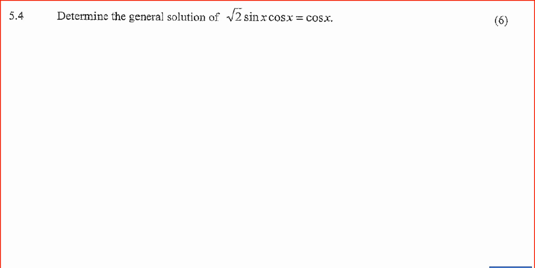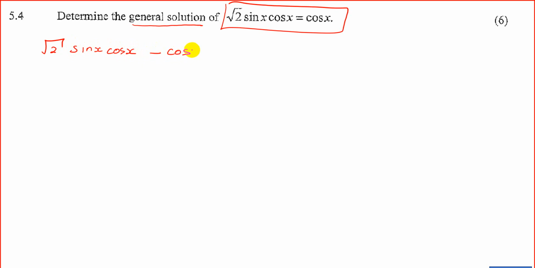So we look at our first question coming from the November 2019 paper, and the question reads, determine the general solution of, and I'm going to rewrite the question, which is root 2 sine x cos x is equal to cos x. I'm going to immediately move the cos x to the left hand side, and that gives us a negative cos x, and equate that to 0. So we want to find the general solution.